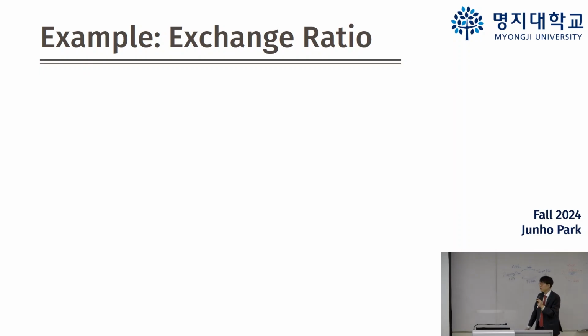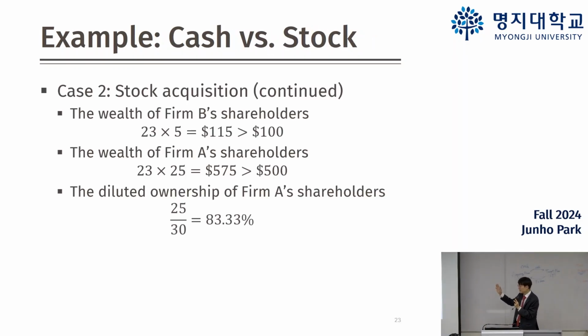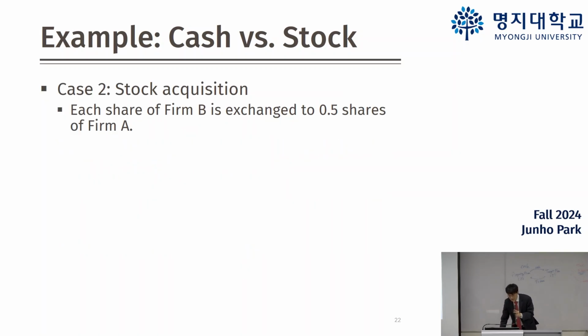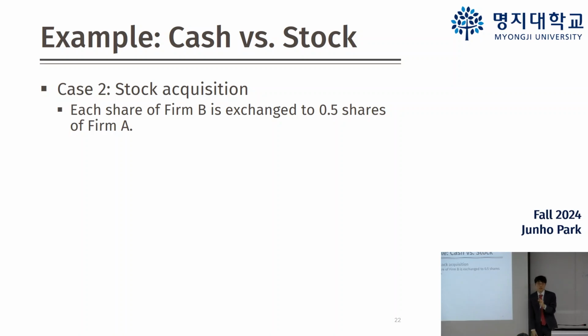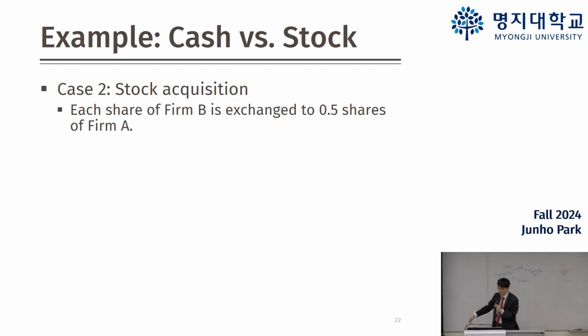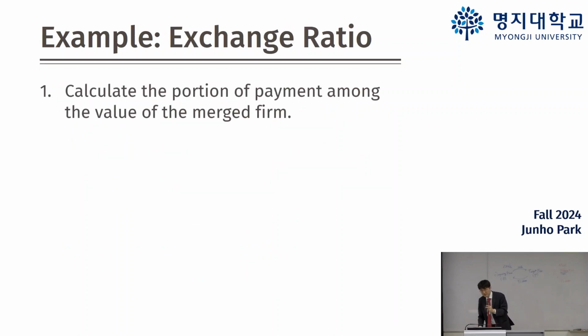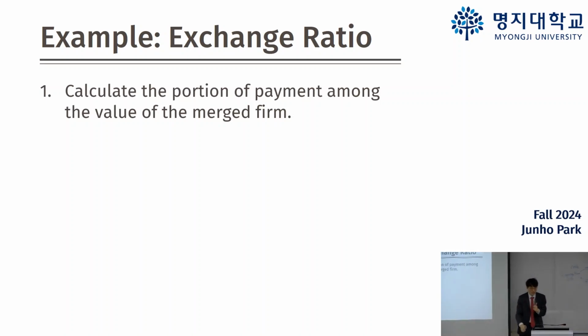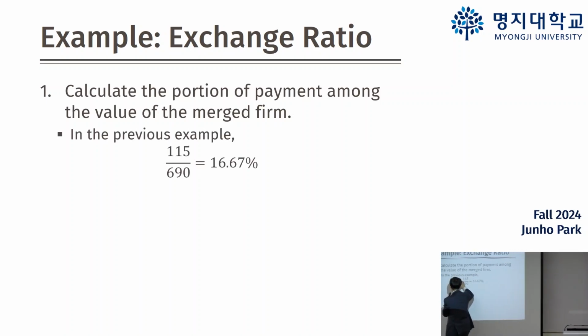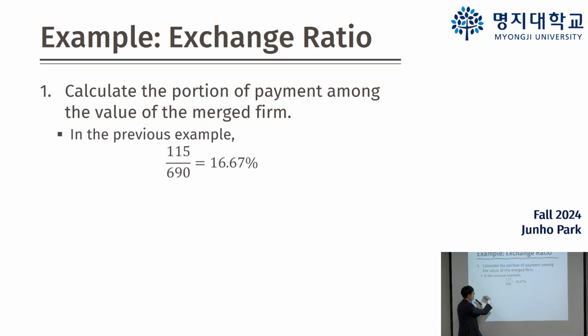Then how can we calculate the exchange ratio of 0.5? The reason we have identical results is because I gave you this number, 0.5 shares. So let me explain how you can get this number. First, you need to calculate the portion of the payment, or the compensation to the target company's shareholders, out of the value of the merged company. In this example, the total value is 690 and you are trying to give out 115. If you calculate this, you get 1/6, which is about 17%.